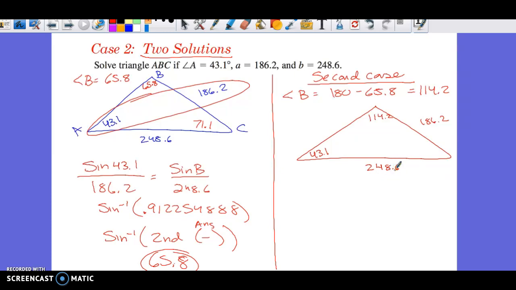The main thing I wanted to point out is that when you have side-side-angle, there are three cases. One, you have one solution, two solutions, or it can't even happen. So if you see the words second case in a problem, subtract from 180. That is the main thing that I wanted you to see, and I'll talk more about this at a later time.